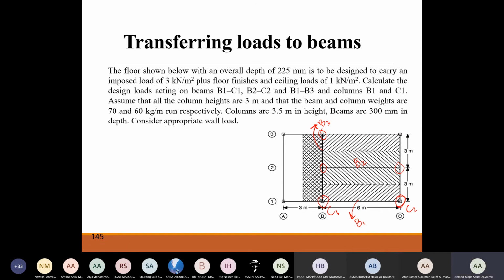Density into B into D. So what's the density? 24 into depth of wall. You cannot use 24, Suleiman. You cannot use 24, Zahra. Your wall is a concrete block. It's not reinforced concrete. What is the density of the block?